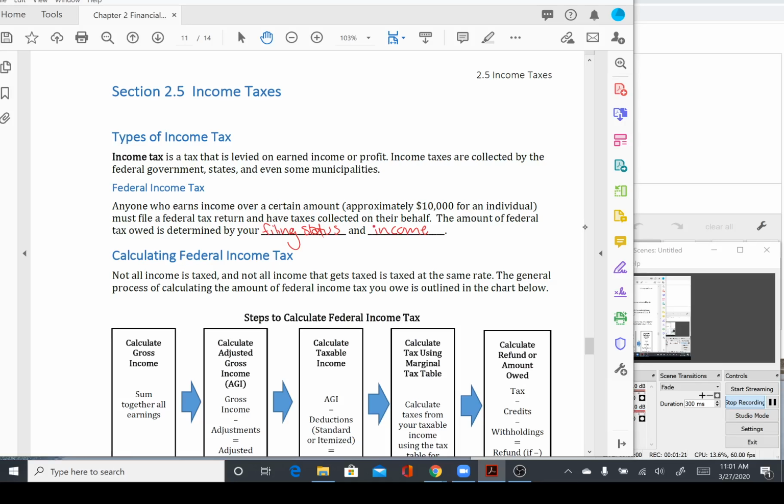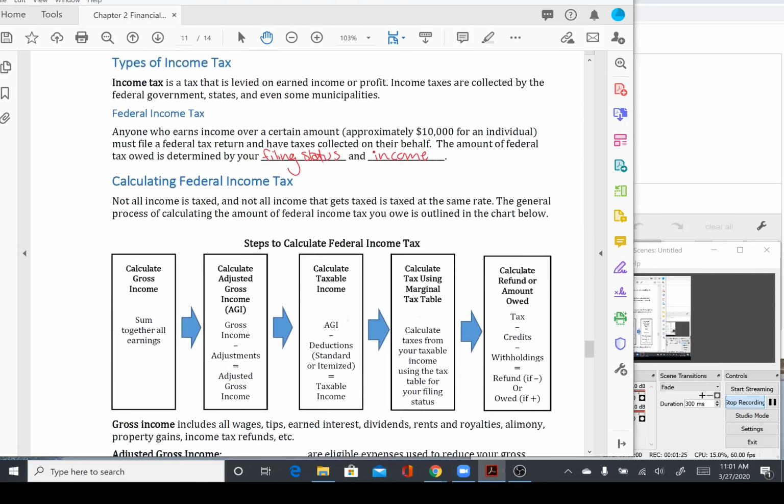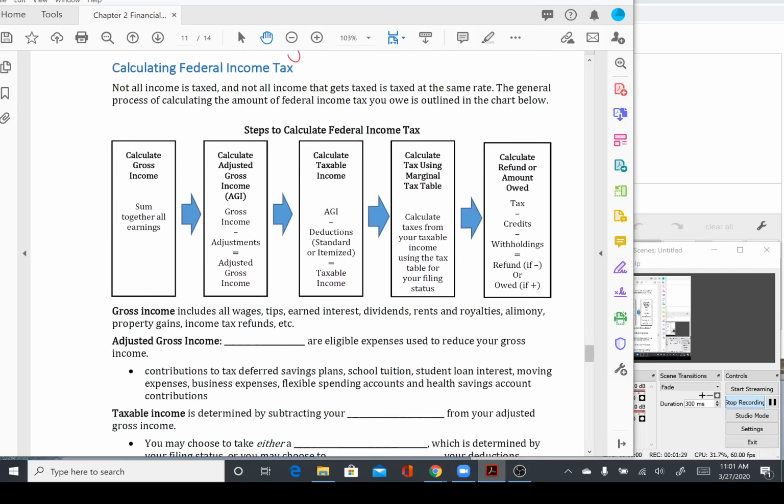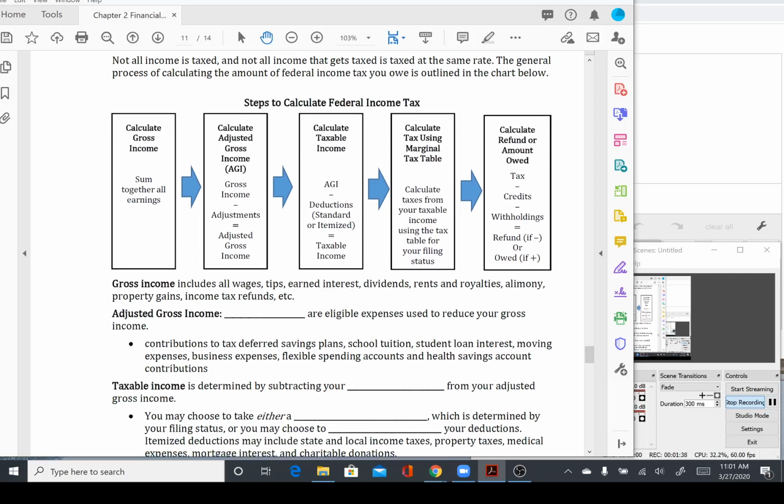Not all income will be taxed, and not all income that gets taxed is taxed at the same rate. The general process of calculating the amount of federal income tax you owe is outlined in this chart that I'm going to talk through here. The first step will be calculating the gross income. That's the sum of all earnings. Sum means the addition, so just add up all money that came in.